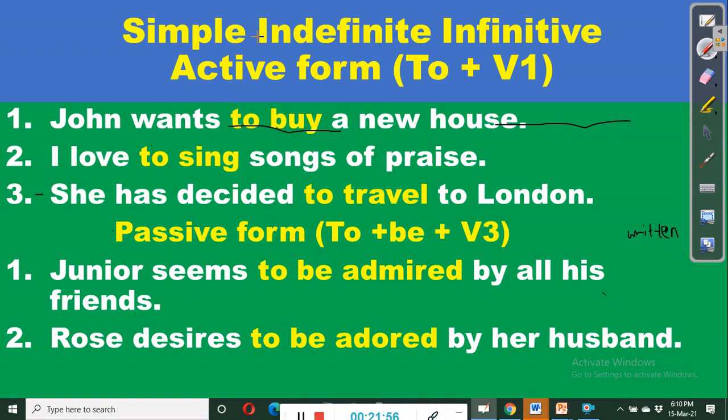But essentially, the simple indefinite infinitive is used to talk about something in the present. It is called indefinite because sometimes it refers to something that is timeless. Now, let's look at the simple present tense. For example, just to give you some insight into what the simple indefinite infinitive resembles. Now, in the simple tense, I can say I buy a new car every year.